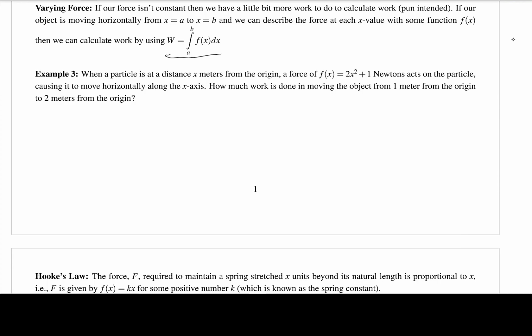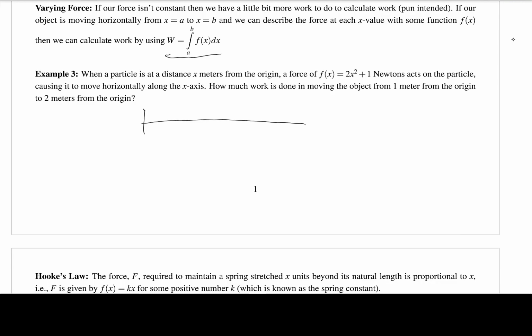When a particle is at distance x meters from the origin, a force of f of x equals 2x squared plus 1 newtons acts on the particle, right? That means if my particle is at some position x, then I can plug that x into this function, and that tells me the force that's being acted on the particle at that moment. And this force is causing the particle to move horizontally along the x-axis. We want to know how much work is being done to move the object from 1 meter from the origin to 2 meters from the origin.